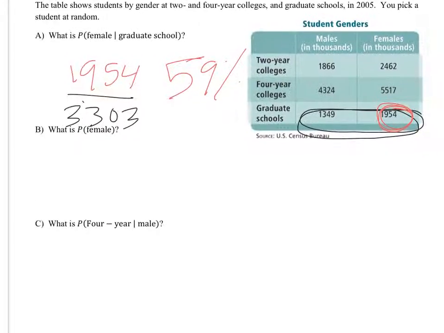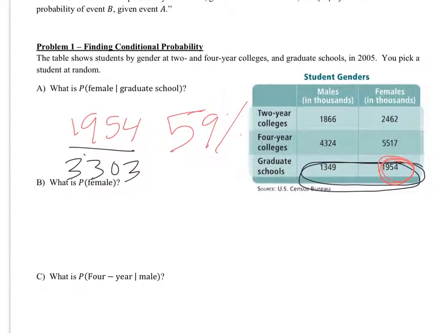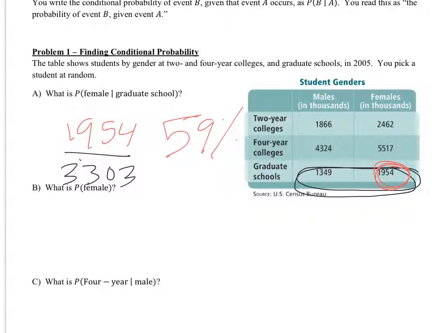Now the second question is saying, what's the probability that you pick someone at random and they're female? So this is not a "given that." This is saying, here's all the people. This is my total. What's the probability that's female? So first thing you have to do is add up all those numbers. So my total there, everyone in that chart, would be 17,472.